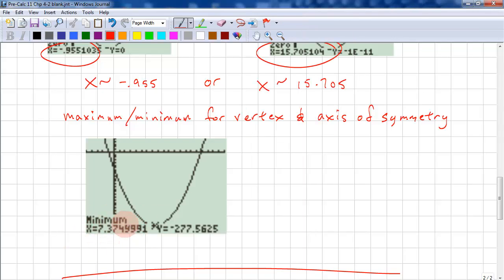And the calculator produces this answer. So the vertex is approximately 7.375 and negative 277.56.